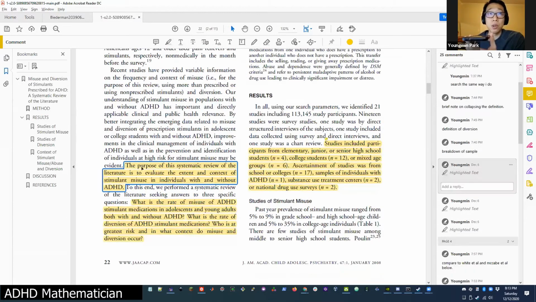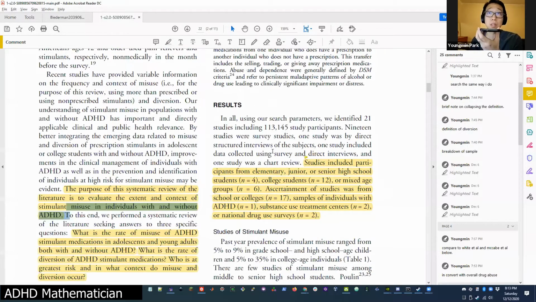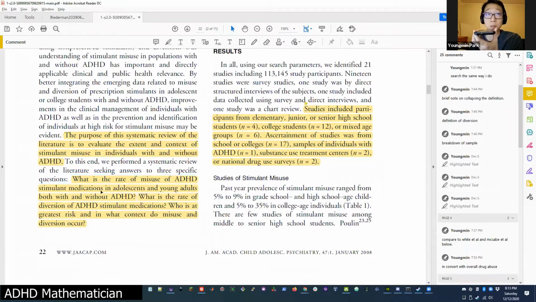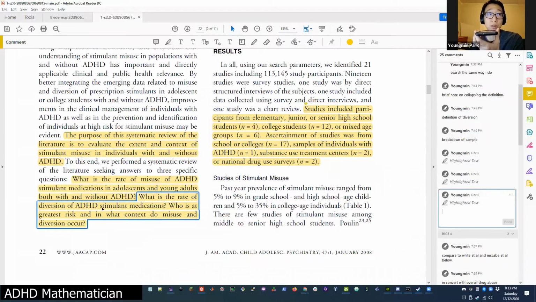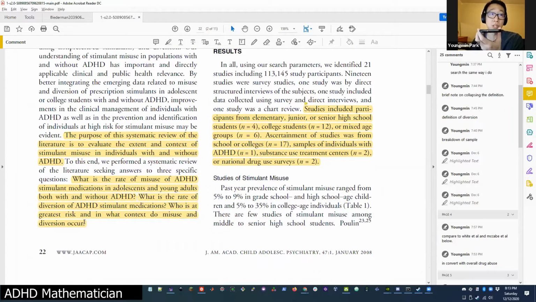All right, so in the intro, they make it clear that the purpose of the systematic review is to evaluate the extent and context of stimulant misuse in individuals with and without ADHD. Let me actually zoom in, make the text a little bigger here. That's as big as I can get it. Okay, that seems to be showing up clearly. They also want to answer questions like what is the rate of misuse of ADHD stimulant medications in adolescents and young adults, both with and without ADHD? What is the rate of diversion of ADHD stimulant medications? Who is at greatest risk, and in what context do misuse and diversion occur?